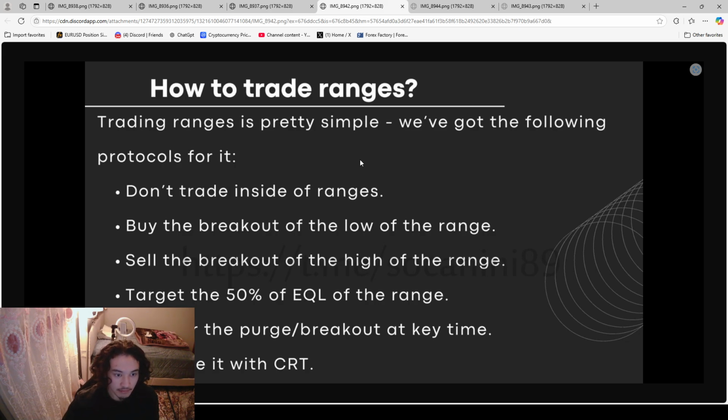All right. Trading protocols for types, trading ranges. You never want to trade inside the range. You only want to trade once the range high or range low gets purged. And by the way, you could trade inside the range, but only once the range high or range low gets purged.